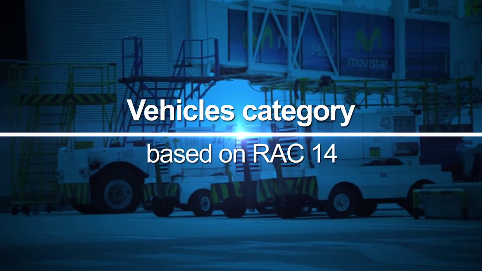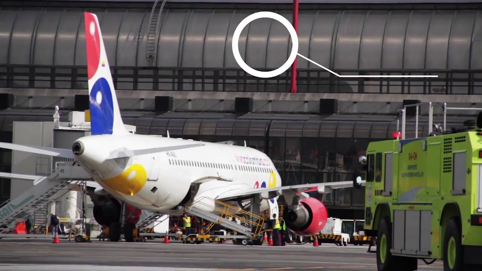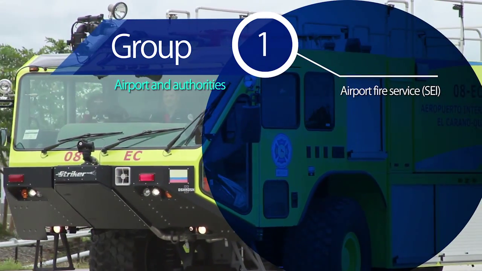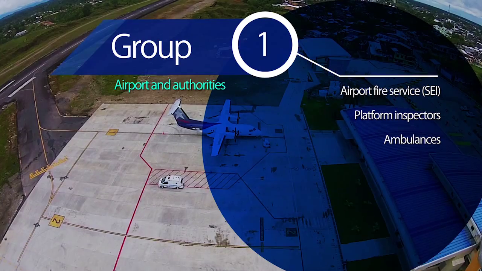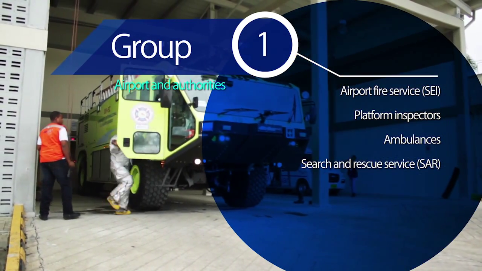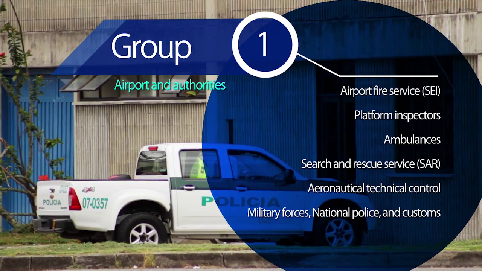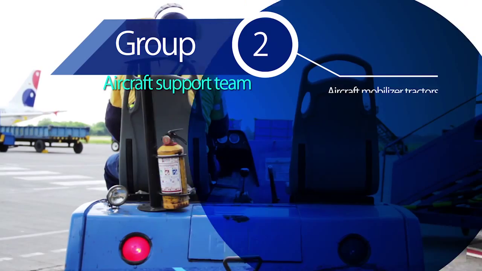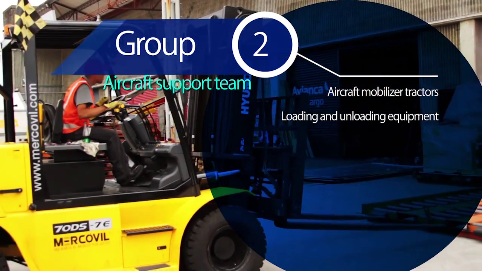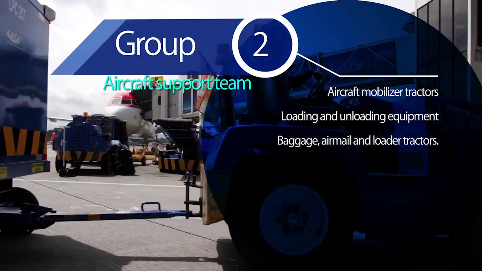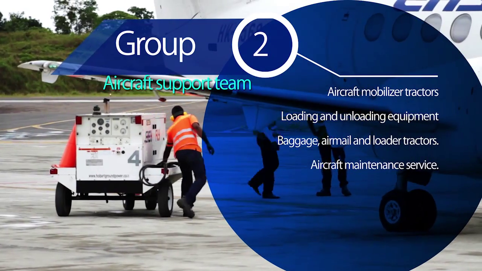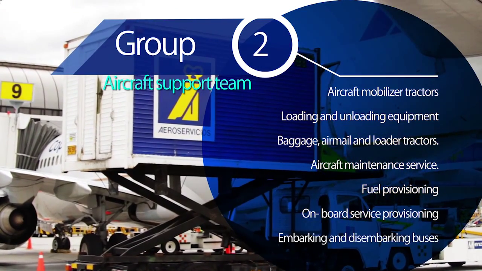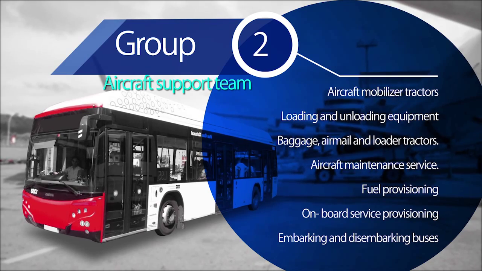Vehicles category based on RAC 14. Group 1 refers to airport and authorities vehicles such as Airport Fire Service SEI, Platform Inspectors, Search and Rescue Service SAR, Aeronautical Technical Control, Military Forces, National Police and Customs. Group 2 refers to aircraft support team, aircraft driving tractors, loading and unloading equipment, baggage, airmail, and loader tractors, aircraft maintenance service, fuel provisioning, onboard service provisioning, embarking and disembarking buses.